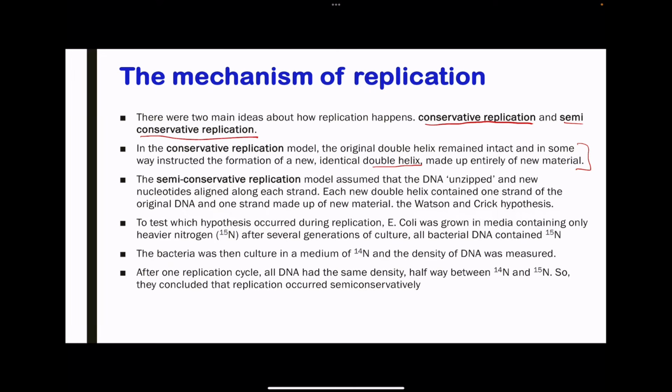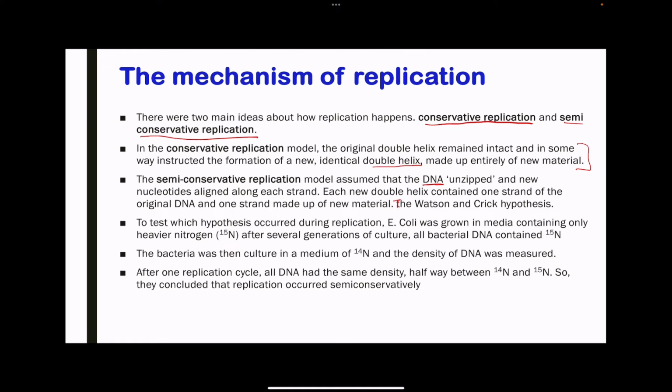However, in the semi-conservative replication model, we assume that the DNA is going to unzip and new nucleotides are going to align along each strand. Each new double helix is going to contain one strand from the original DNA and one strand made up of the new material. This is the Watson and Crick hypothesis.